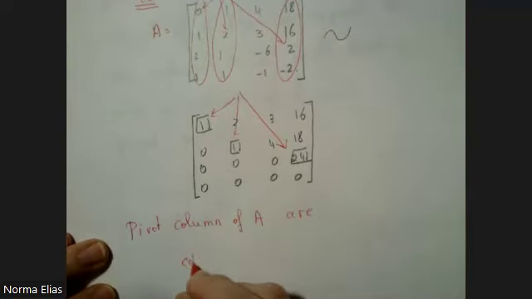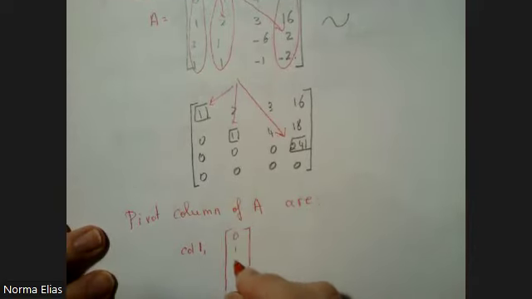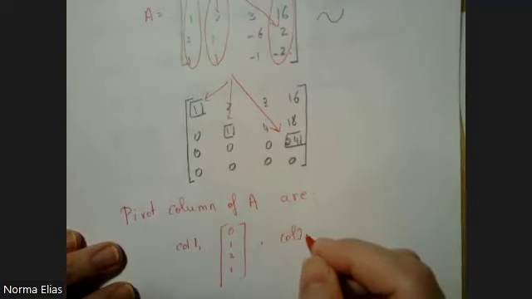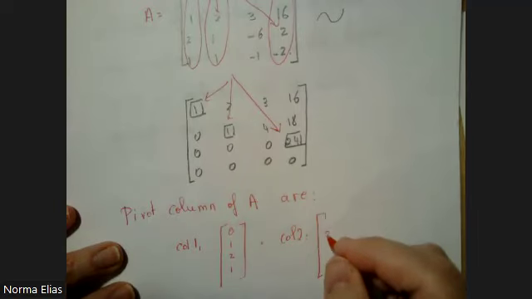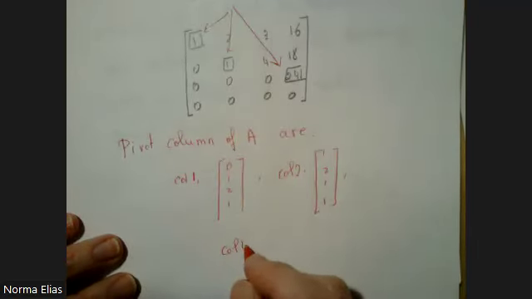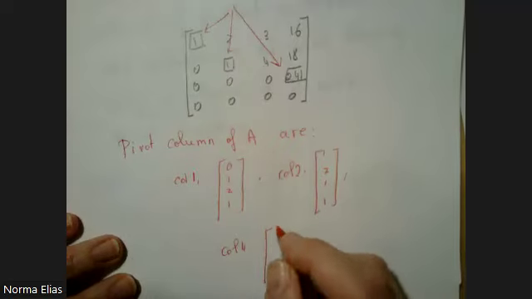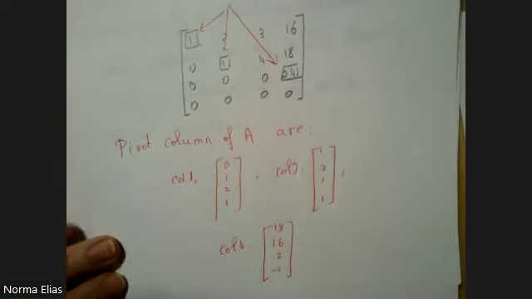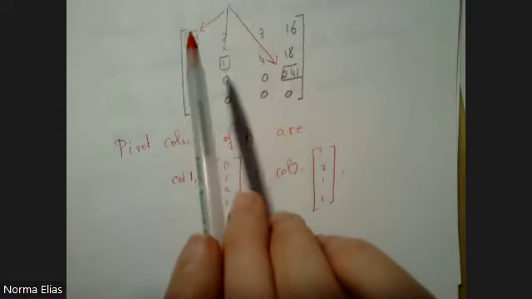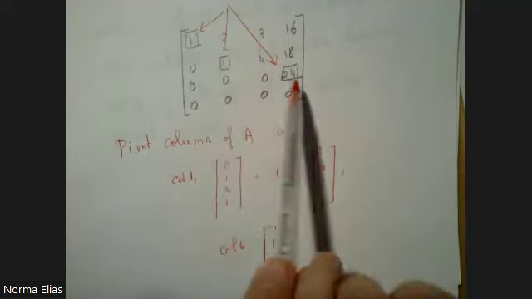So the pivot columns of A are column 1, which means we write it this way: 0, 1, 2, 1. Column 2, the next column. And finally, column 4: 8, 16, 2, minus 2. So that's what we mean by pivot column. They are the columns of the matrix that correspond to the columns of the echelon form that have a leading entry.